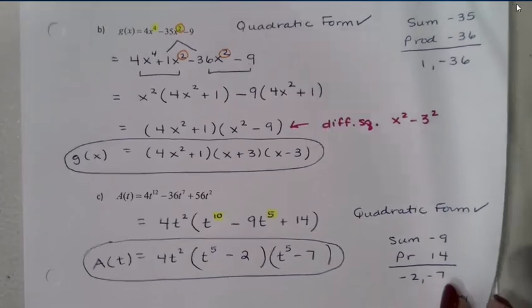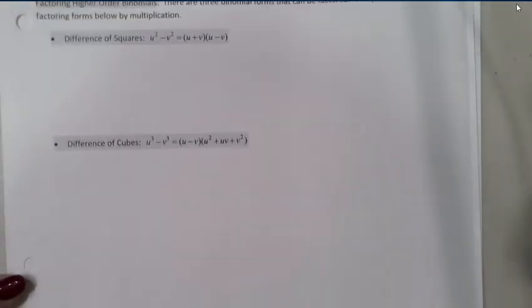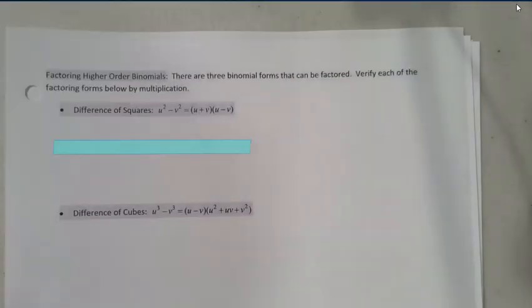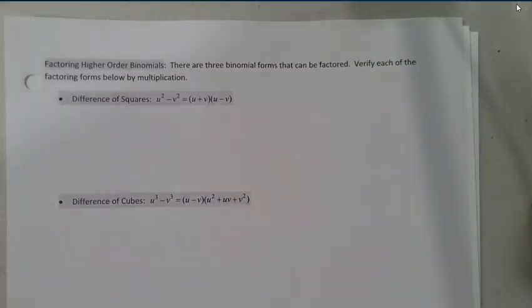All right, so we got 4 terms we're going to use grouping. 3 terms we're going to look for quadratic forms, so we can use sum and product. And finally, what do we do when we have binomials? Okay. So this last piece is about factoring higher order binomials.